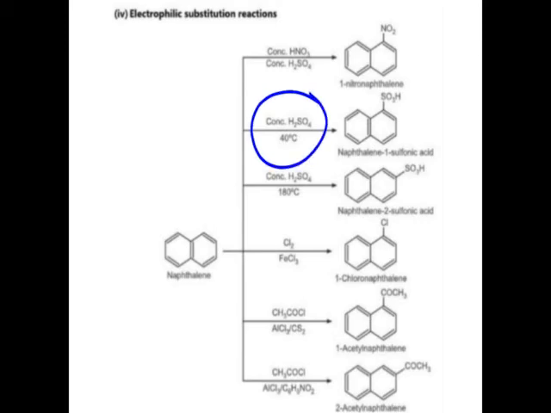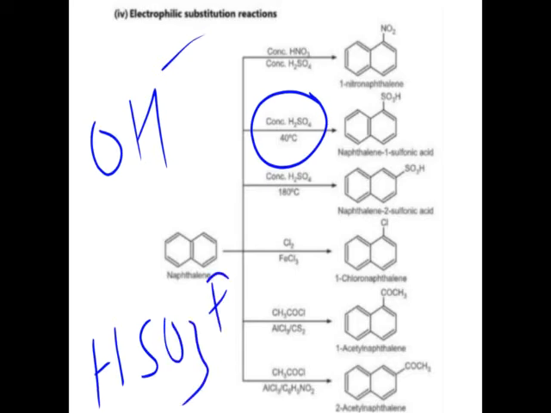So when it reacts with concentrated sulfuric acid at 40 degrees Celsius, how does the sulfuric acid dissociate? It dissociates as OH minus and HSO3 plus. So when sulfuric acid is added, this HSO3 substitutes the hydrogen on the carbon.